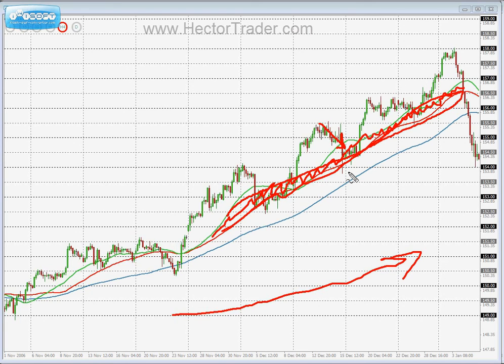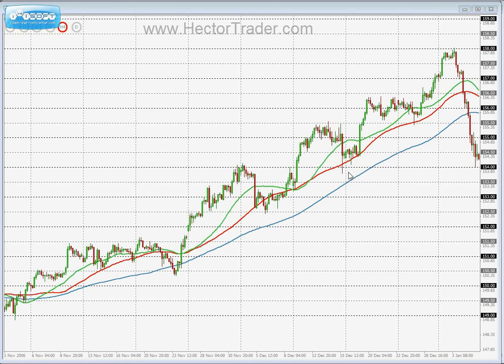Remember, first condition, have the pullback to the dynamic area of support and resistance, and second, to have a confluence of different elements of support or resistance around that area, coming within a few pips of each other. Good. Now let's see what elements we have around this level. Pay attention to this swing, guys, please.